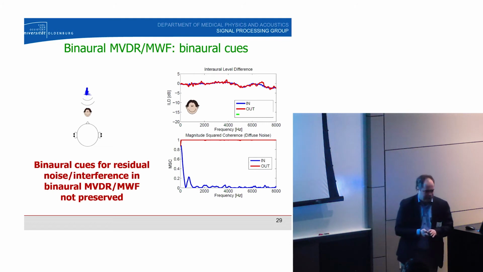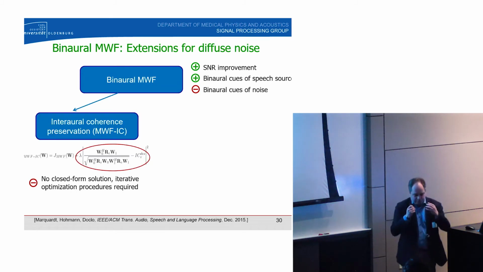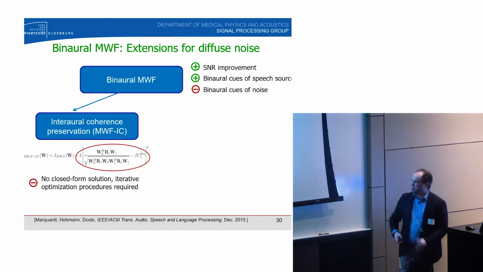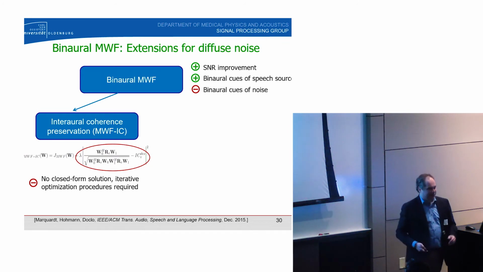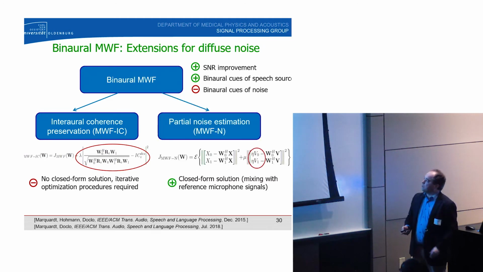So in the last couple of years, we've been working on different techniques, aiming not only at preserving the cues of the desired speech source, but also of the residual noise. In one technique, we really aim at preserving the interaural coherence of the noise. So we have this standard cost function, and we added something to it. It's a bit complicated. It's good for writing a paper, but maybe not for implementing in a real device. So we've also come up with something easier, where we aim at preserving not only the speech component but also a scaled version of the noise component. It's called partial noise estimation.